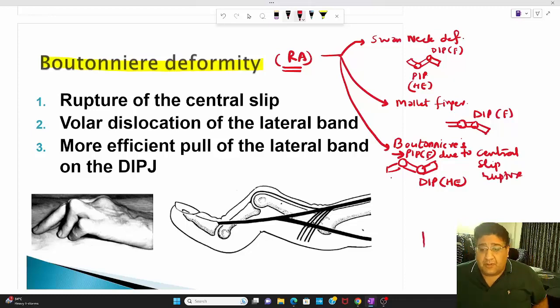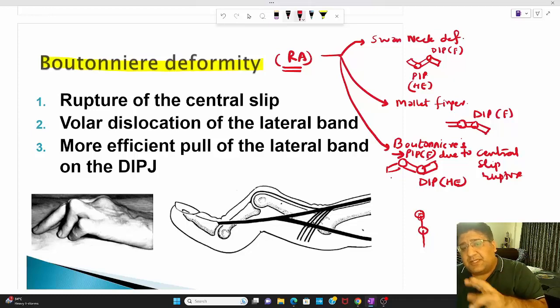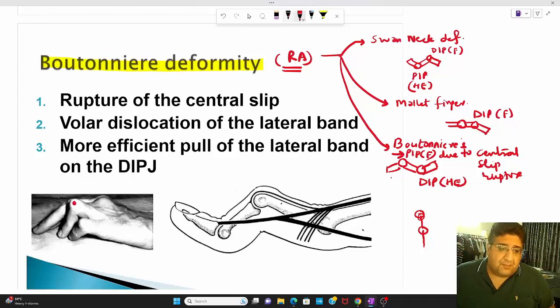I told you that EDC gets inserted onto the base of the proximal phalanx. Its job is to extend the MP joint. After that, it gives the central slip, which goes and gets inserted onto the base of the middle phalanx. Its job is to do what? Extension of the PIP. If it is ruptured, then PIP will go into flexion, yes or no? I can show you the PIP. See, I made a red dot here. PIP is into hyperflexion. Why? Because of the rupture of the central slip, because the central slip's job was to do the extension of this. Did you understand?